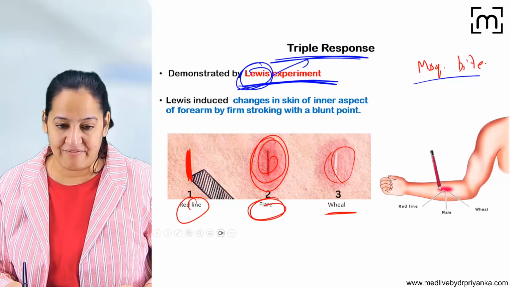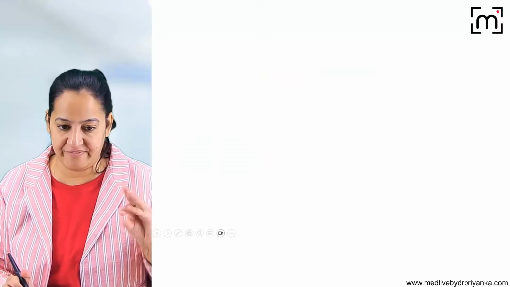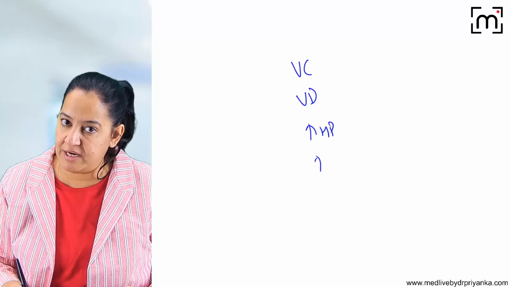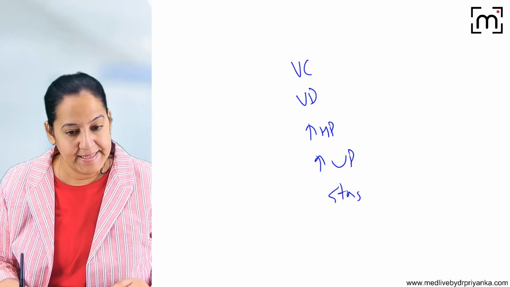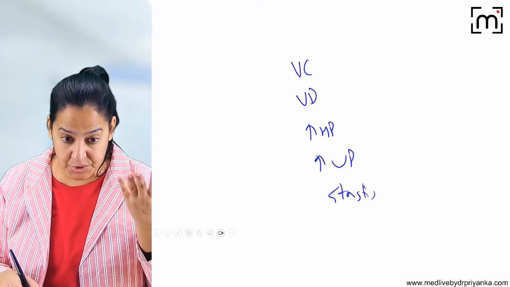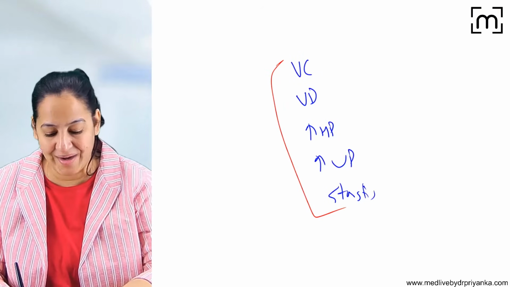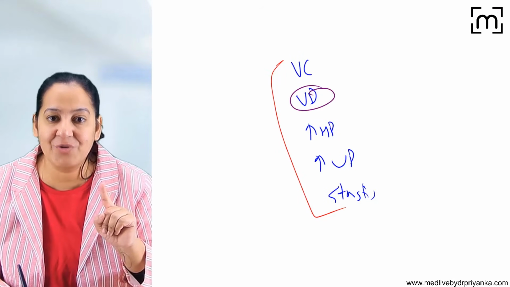Three things happen one by one. Can you tell me the reason? Now you know the 5 steps: vasoconstriction, vasodilation, increased hydrostatic pressure, increased vascular permeability and stasis. Now the 3 things which are happening are due to what? First there is a red line. Why is the red line coming? The red line is due to vasodilation.